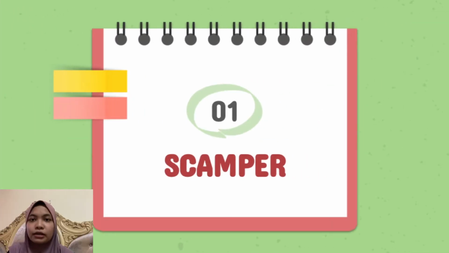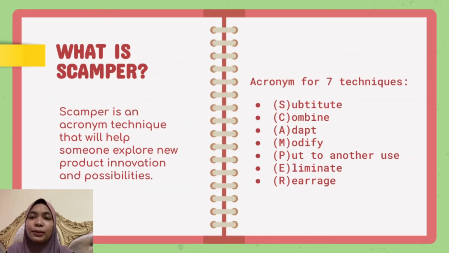What is Scamper? Scamper was first introduced by Bob Eberle. It is an acronym technique that will help someone explore new product innovation and possibilities. The acronym is for 7 techniques.